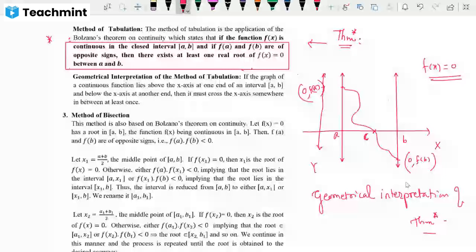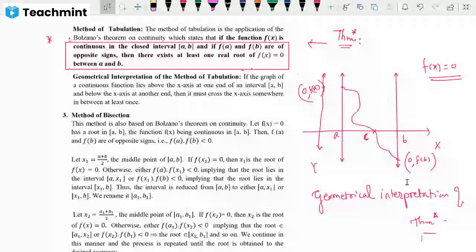If the graph of a continuous function lies above the x-axis at one endpoint of the interval [a, b] and below the x-axis at the other endpoint, then it must cross the x-axis somewhere in between, between a and b, at least once. It may intersect at more than one point, but surely at least one point. This is the statement of this theorem, and we'll use it in the bisection method.